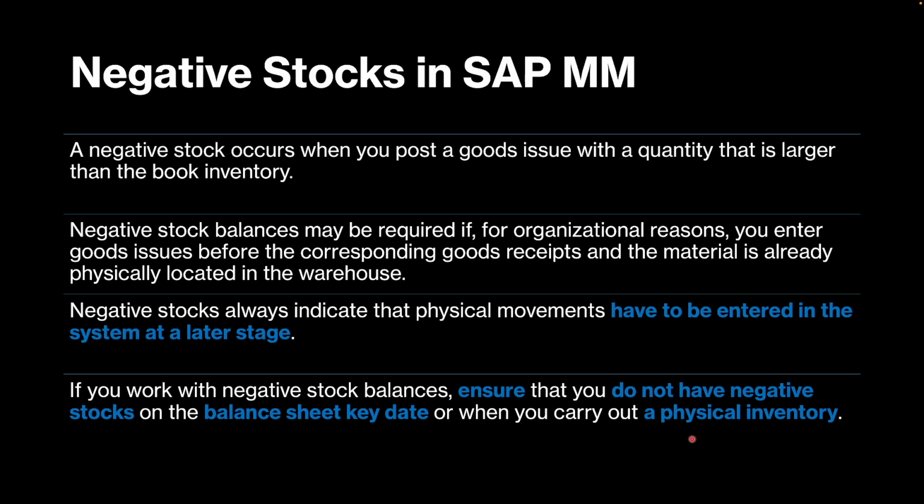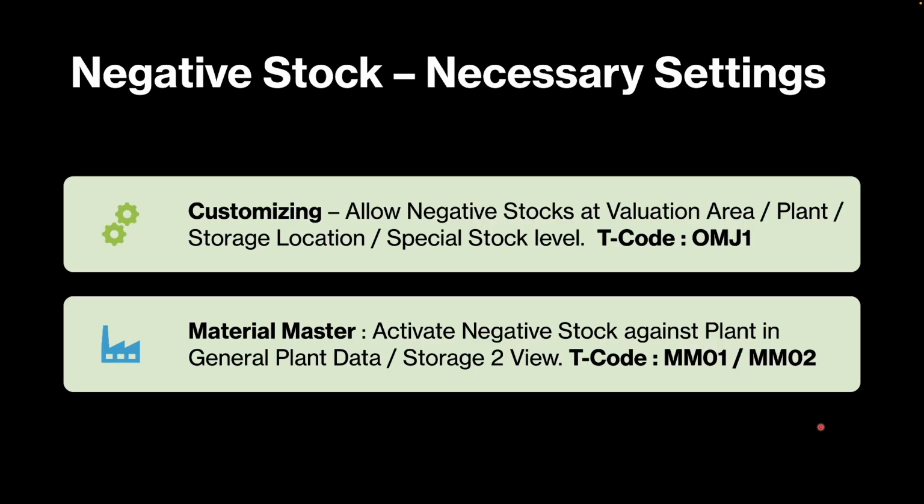And also, before you carry out a physical inventory count, you should not have any negative stock. So whenever you're doing a physical inventory, you have to regularize those negative stocks and then start the physical inventory count. So let's see what all necessary settings are to be done in the system to activate this negative stock.